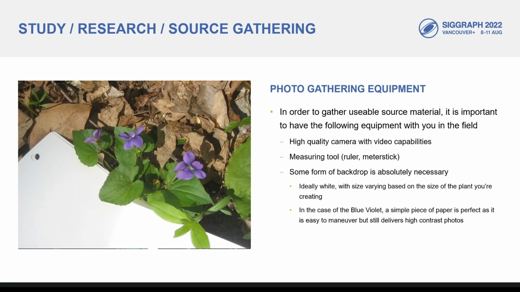You absolutely need some kind of backdrop. Ideally, it would be white to help prevent some weird color stuff going on when you're creating textures. And the size really depends on the plant you're capturing. For something small like our blue violet, just a plain piece of paper works really well. It's easy to maneuver to take these photos. Like here you can see the high contrast with the large leaf on the blue violet is really, really useful. On a larger plant like a bush or even parts of a tree, definitely some kind of large white sheet or board or something like that.